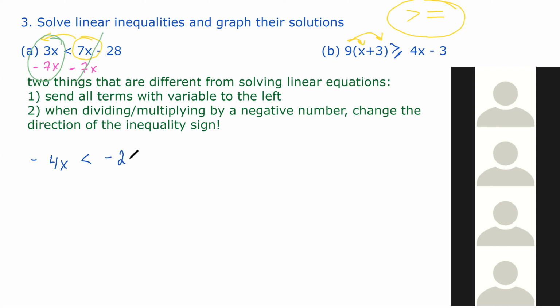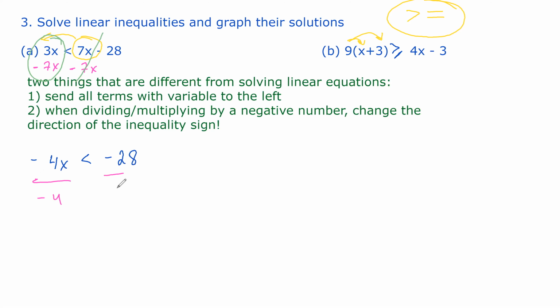Now, the right side I keep for now, but you'll see that I'll have to change it. So minus 28 here. Now, what I have now is the x has a coefficient of negative 4. Be careful. The coefficient is negative 4. It's not 4. So when I'm getting rid of it, I need to divide by negative 4. Divide by negative 4. Okay.